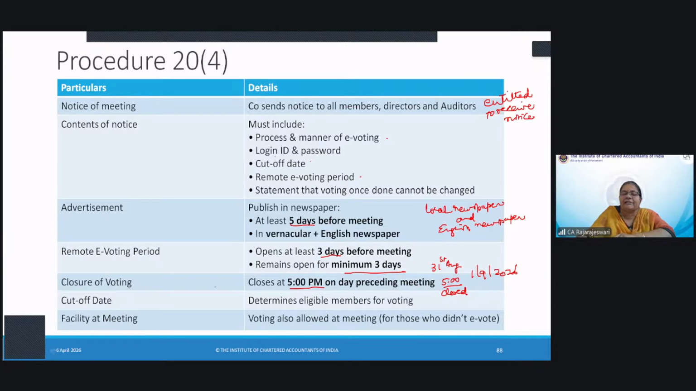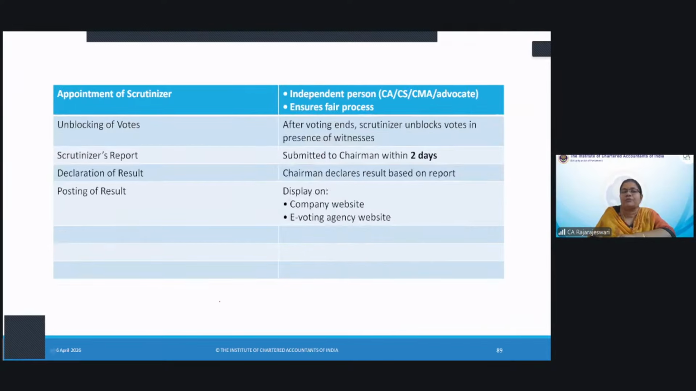Cut-off date: they will specify who are all the persons who are eligible to e-vote. So for that, they specify a date, that is the cut-off date. That will also be specified. Physical voting is allowed for those who have not cast their votes in e-voting. They can come physically and cast their vote. So voting is also allowed at a meeting. So those who did not e-vote can vote physically also.